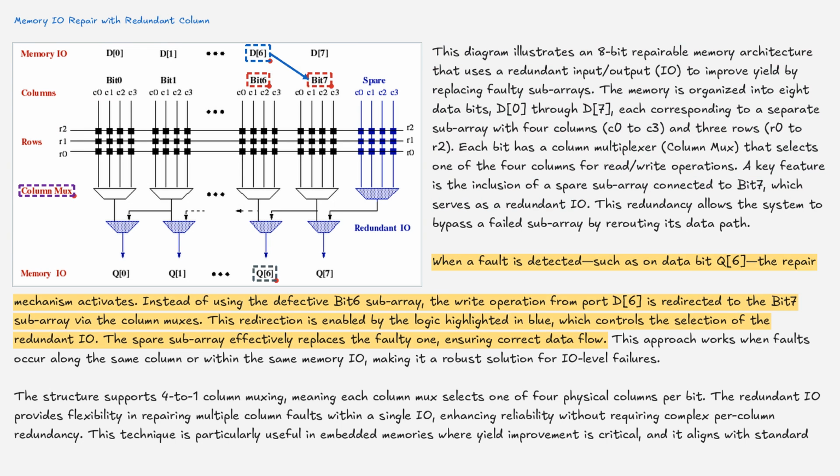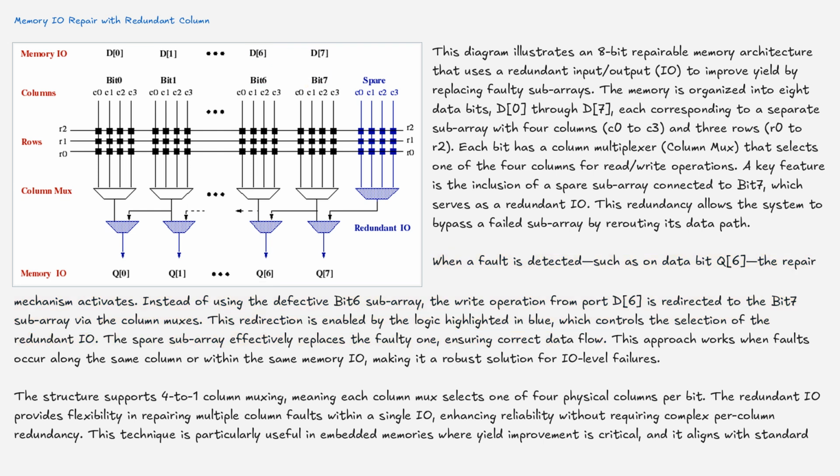When a fault is detected, such as on data bit Q6, the repair mechanism activates. Instead of using the defective bit 6 subarray, the write operation from port data 6 is redirected to the bit 7 subarray via the column muxes. This redirection is enabled by the logic highlighted in blue, which controls the selection of the redundant I/O. The spare subarray effectively replaces the faulty one, ensuring correct data flow.